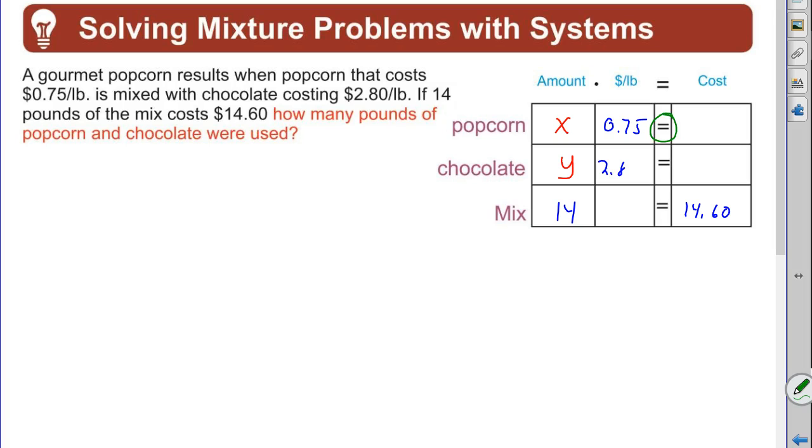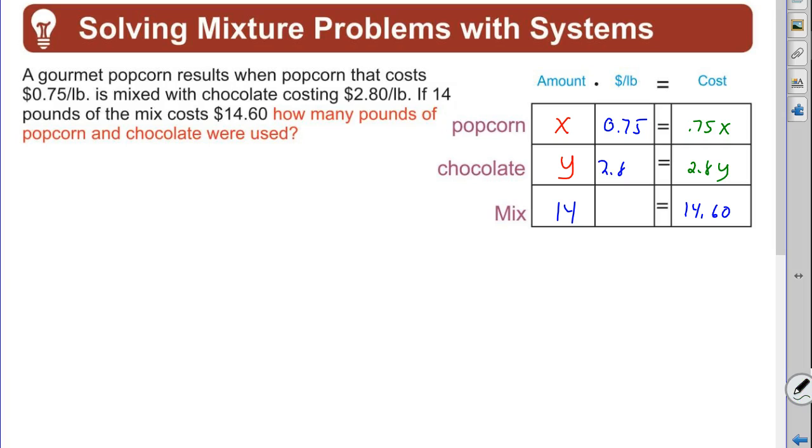Now, how do I get the cost of the popcorn? Well, again, why do I include my equal sign in my charts? Because it helps me to remember that oftentimes the amount times the price per pound gives me the cost in the chart. And that's what I want to do. All right, so I'm going to do x times 0.75, and that's going to give me 0.75x. I'm going to do y times 2.8 for 2.8y. Okay, great. Charts filled in.